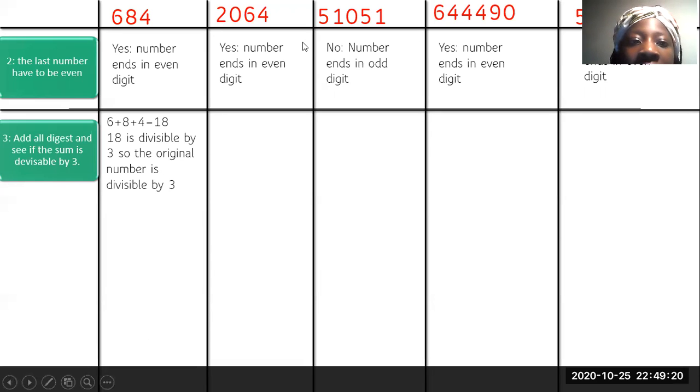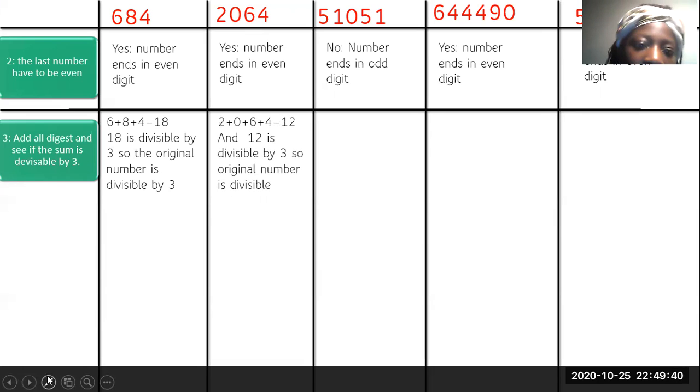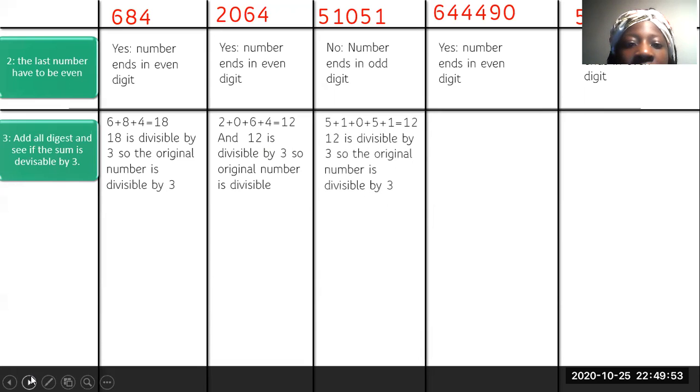Then we have 2,064. We'll add the digits of 2064, and we get 12. 12 is divisible by 3, so the whole number is divisible by 3. Then we have 51051. That adds up to 12. 12 is divisible by 3, so the whole number is divisible by 3.